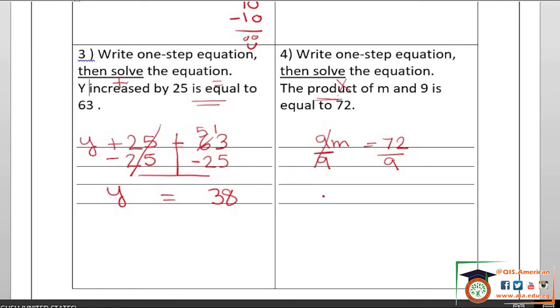9 divided by 9 equals 1. So what's left here? M. Drop your equal sign. 72 divided by 9 equals 8.